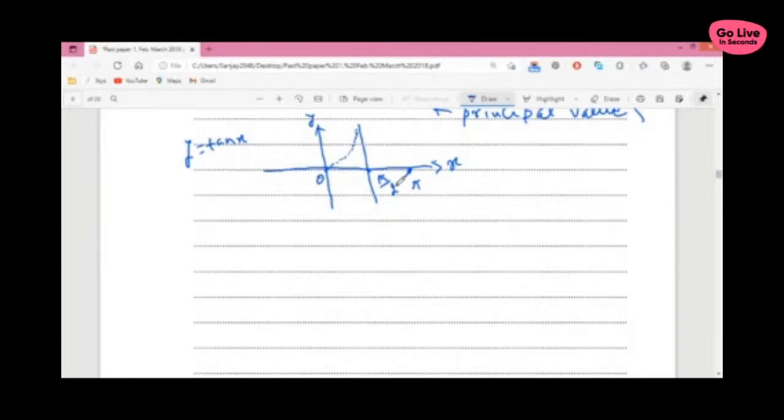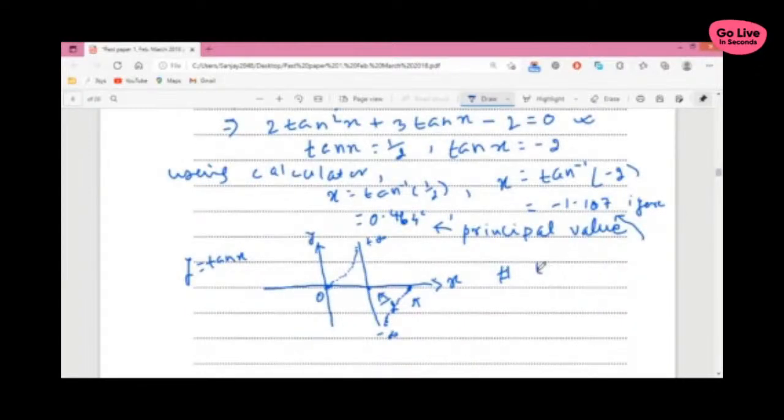Here we are only considering the equation tan x equals half. That means there are two functions: one is y equals tan x, and the other is y2 equals half. There are two lines in fact, and when they are equal, they intersect at some point. So here we have the graph of tan x between 0 and pi inclusive.